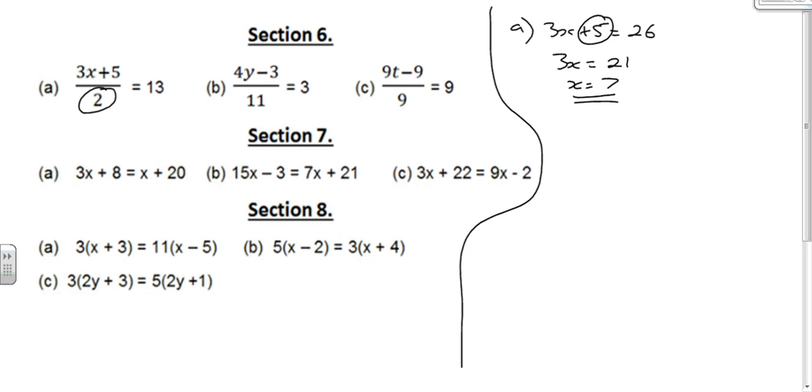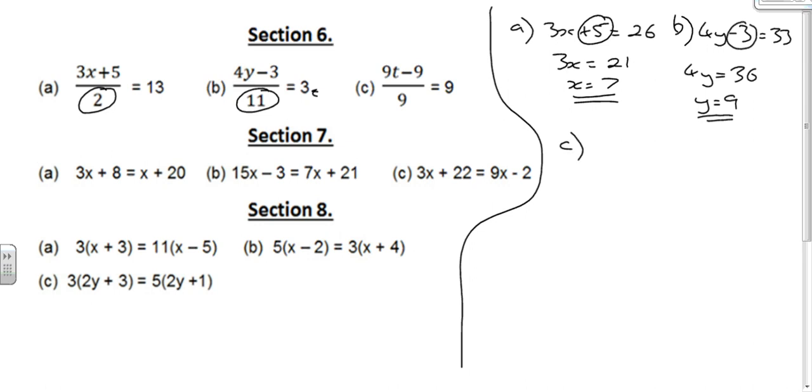Again, these aren't easy questions, but well done if you are getting them right. Well, not necessarily getting them right, but at least getting the first stage right. Remember, each stage you get right is an extra mark in your exam. So question B, the whole thing's been divided by 11, so we times by 11 to start off with. So we've got 4y minus 3 equals 33, because we've times this 3 by the 11. We're then going to add the 3, because it says minus 3, so we do the opposite. It's going to be 4y equals 36. And then if we've got 4y is 36, then 1y is going to equal 9.